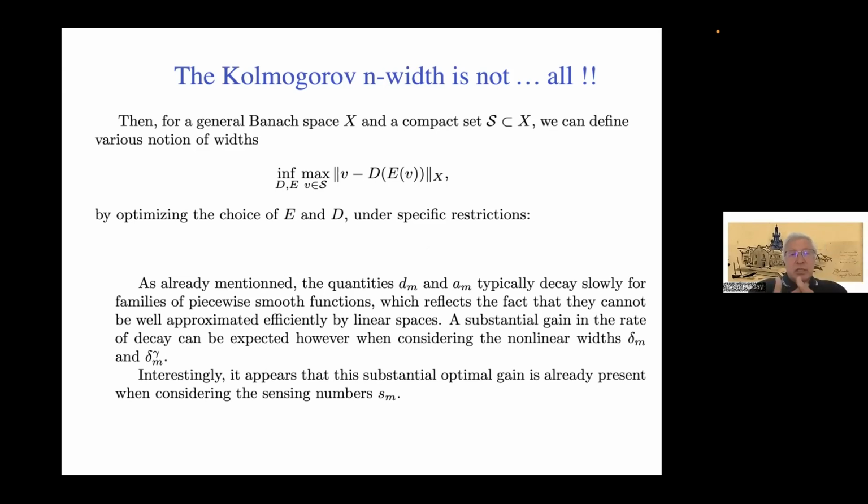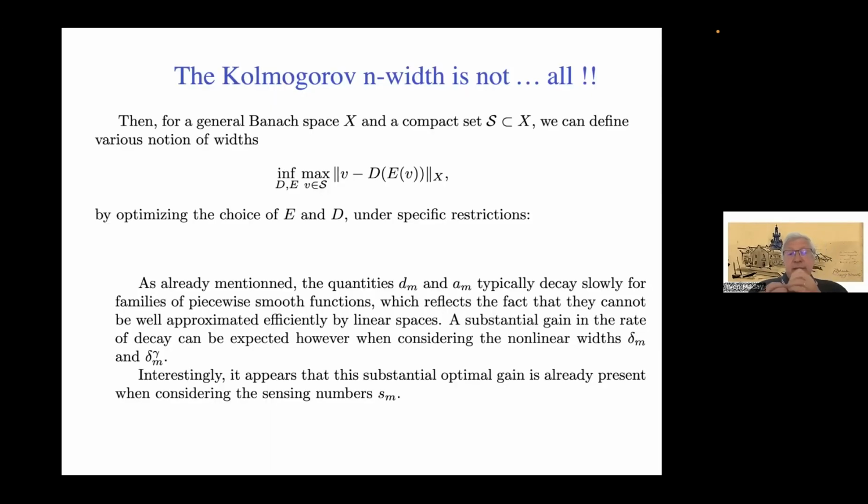the dimensions, the complexity of S, and you see that the Kolmogorov N width is not everything. Okay, so there are cases, and we saw it, where the Kolmogorov N width may be very large, and this same set of solutions may have a Gelfand width, sensing width that may be much, much smaller.